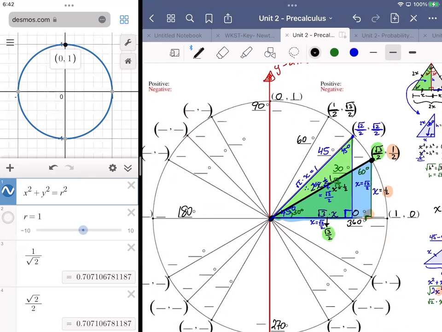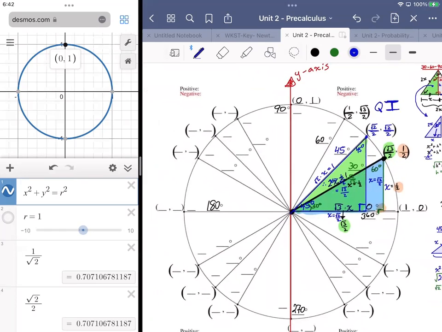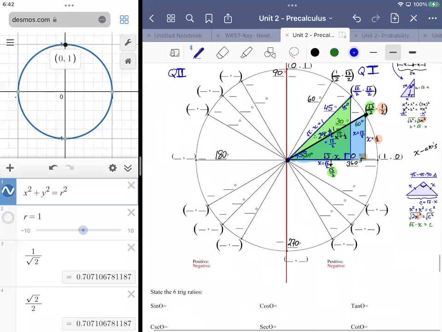In case you've forgotten, this is the first quadrant. We usually just call it Roman numeral 1, but I'll put a Q in there in front of it. Quadrant 1, quadrant 2, quadrant 3, and quadrant 4.